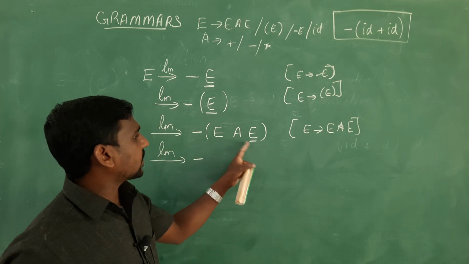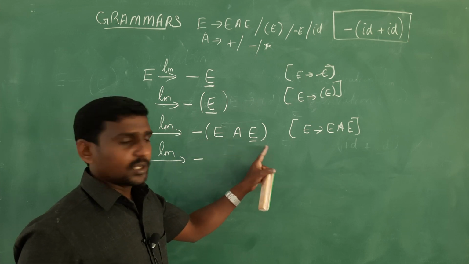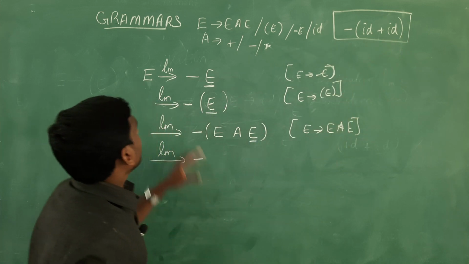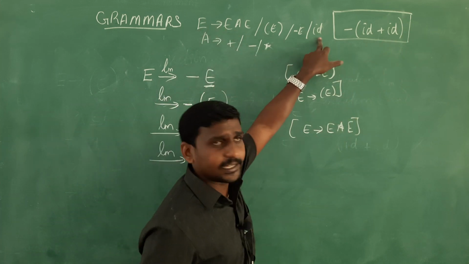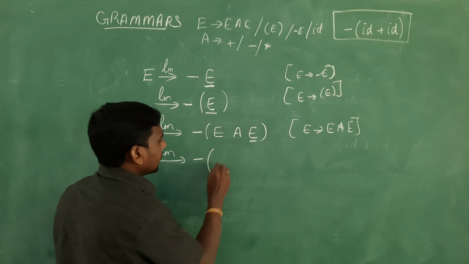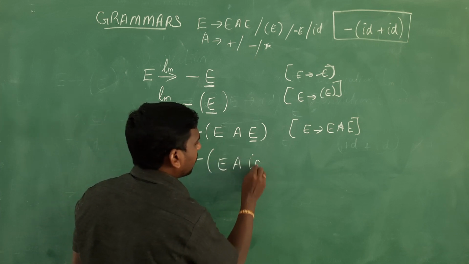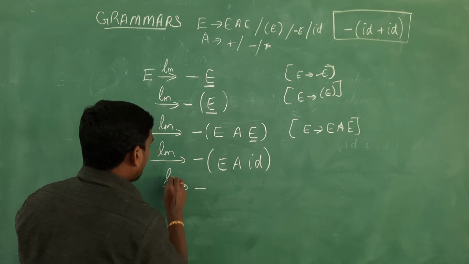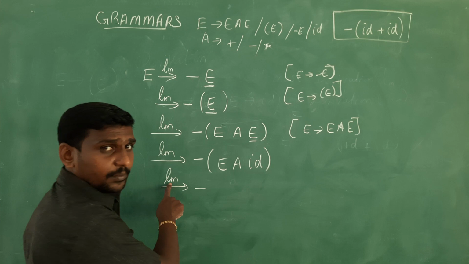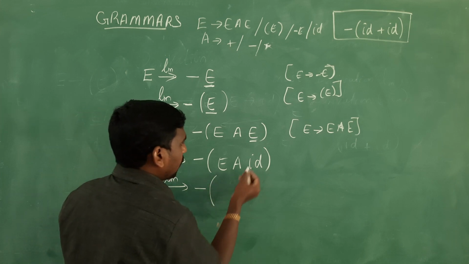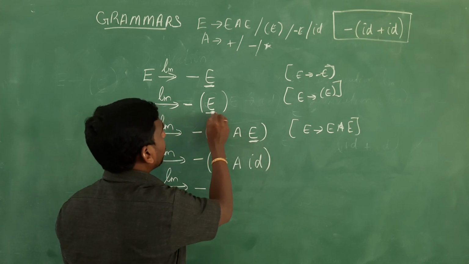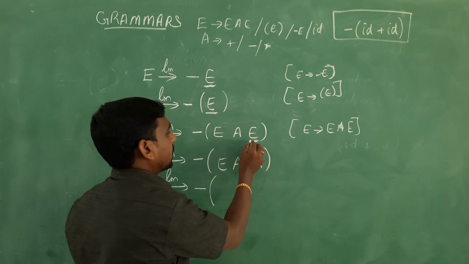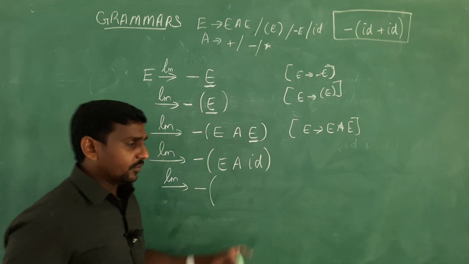So more or less I got the answer. Open brace, something I got. So for this E, what can I do? I can put ID. I want to check whether we have E tends to ID. Yes, E tends to ID is there. So this E I can put ID, close brace. Then minus. Don't forget to put LM since it is a leftmost derivation, and using a pencil or a different color, black or blue, put one underline, then only we know we have expanded.